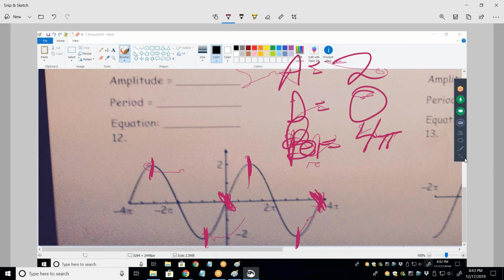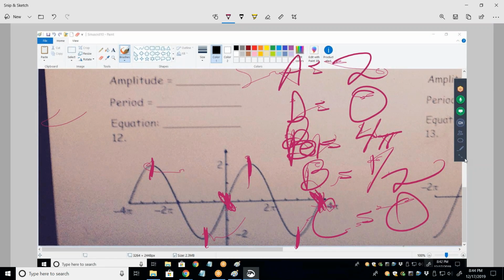So now we can figure out B, now that we know the period. What's the period? B. What is B? Good. And what is C? So what's the function? As a sinusoid function. That's it.